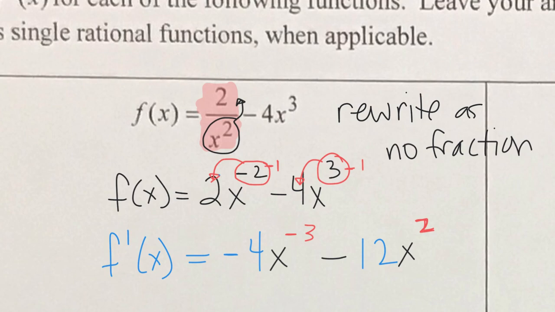So the last thing we're going to do is put our negative power back in the denominator, right? It says don't have a negative power in your answer. So we're going to put that back in the denominator, but only that part. The negative 4 stays on top. So negative 4 over x to the positive 3 minus 12x squared.